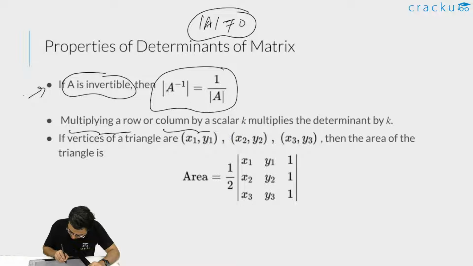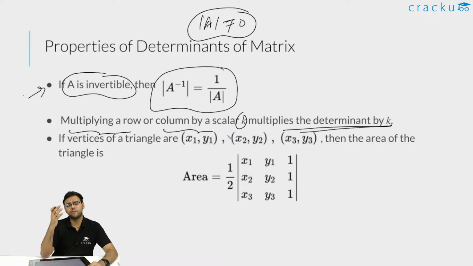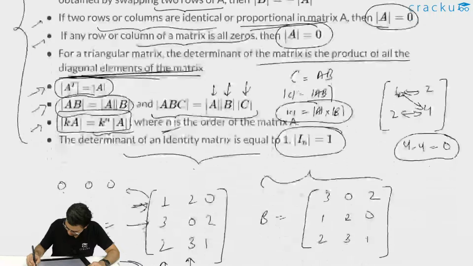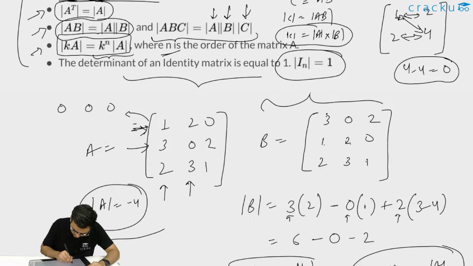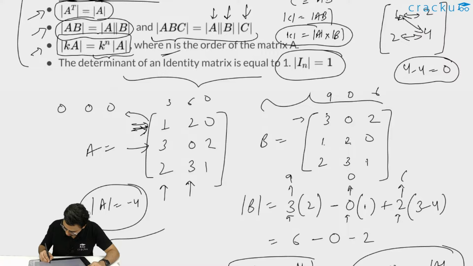Multiplying a row or column by a scalar K multiplies the determinant by K. Again same thing, if you multiply a row by K, let's say in the previous case, if I multiply this first row by 3, so this is now 3, 6 and 0. Again what will happen, this entire thing will be multiplied by 3. If I multiply this by 3, let's say this will be 9, 0 and 6. So the entire equation is multiplied by 3.